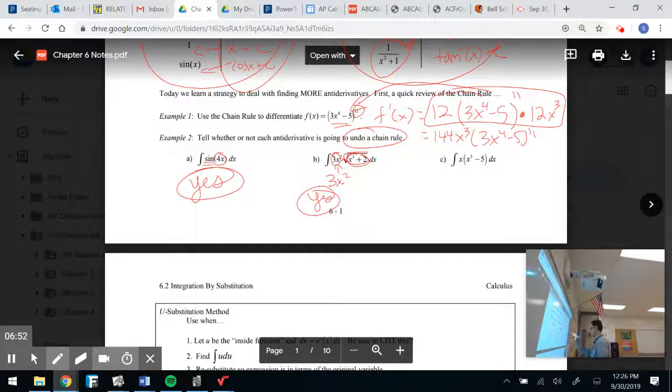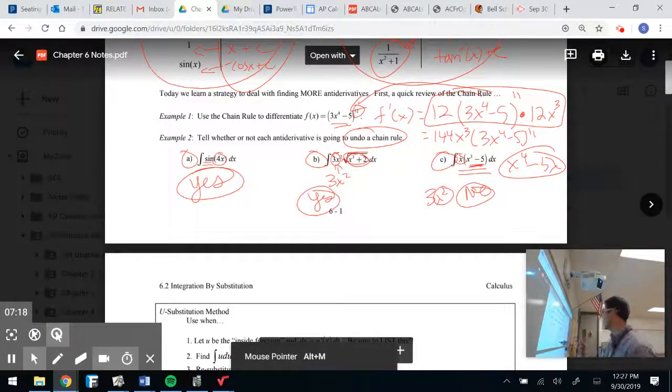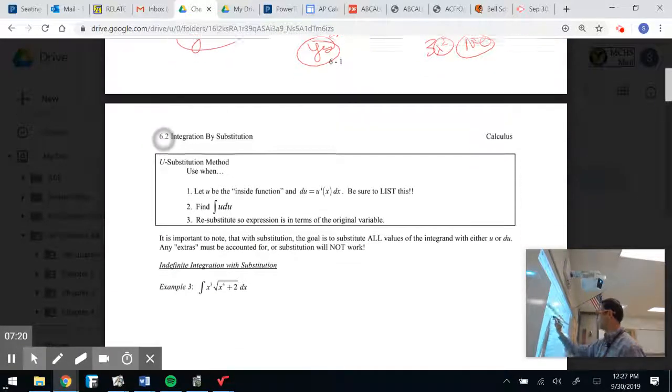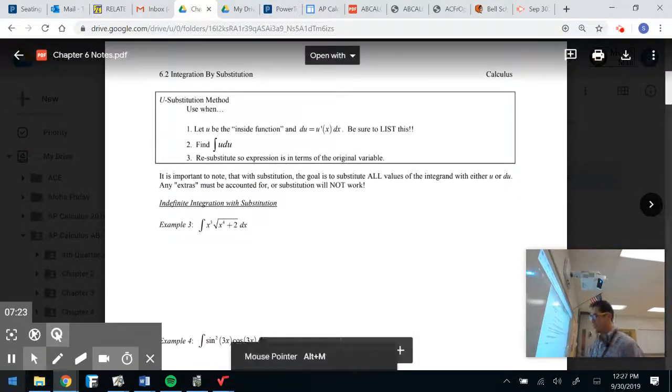What about this guy? This one kind of does. But that's my inside, and the derivative of that would be 3x squared, but I don't have an x squared anywhere. I just have an x. Oh, no, that one does not. Hopefully you understand the difference between those three examples and why A and B would be an example of undoing a chain rule, and C would not. And you could also distribute that to get x to the fourth minus 5x. Okay, that wouldn't be one either, right, class? And so there's a number of reasons why C is not. And A and B, hopefully you saw a little bit of why that actually would.